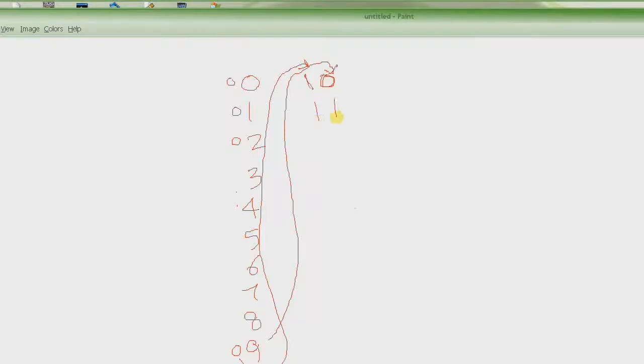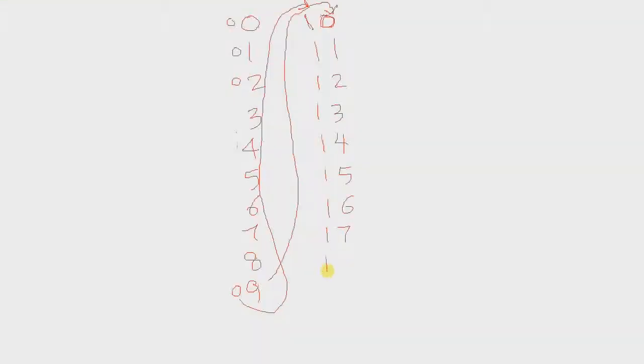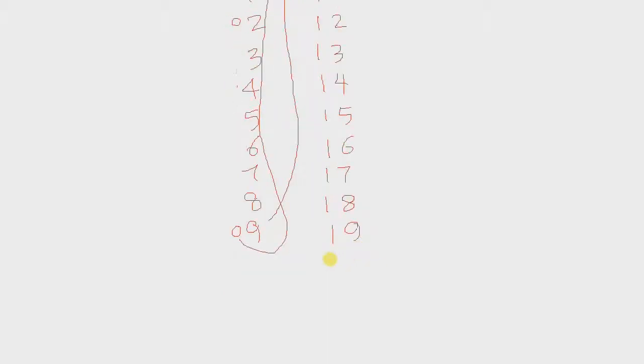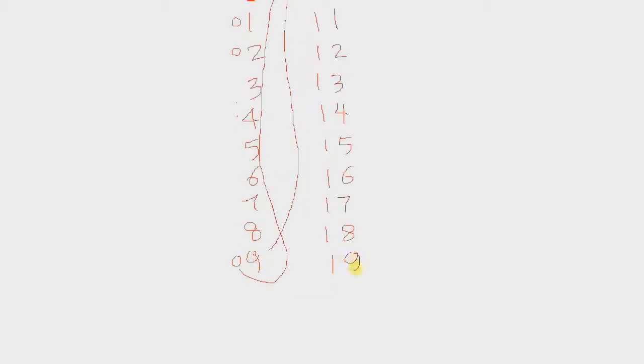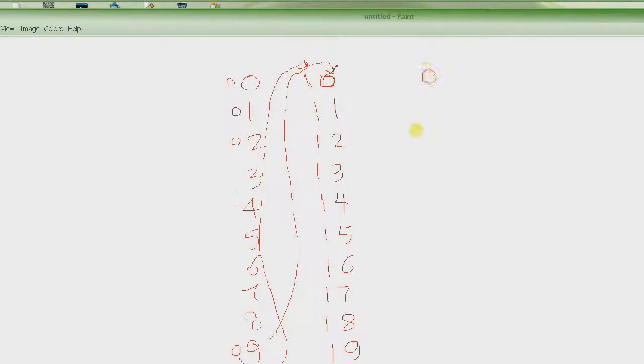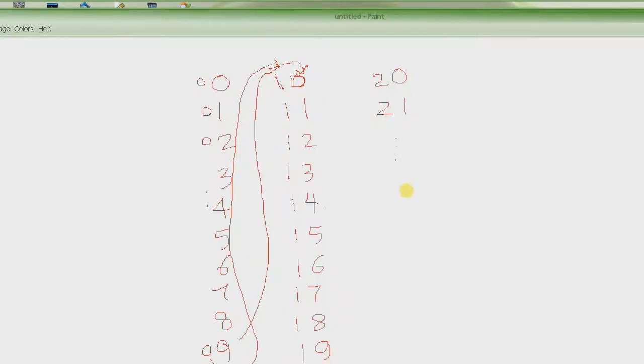And then what comes next? 11, 12, 13, 14, 15, 16, 17, 18, 19. And then, oops, we ran out of digits again. So we do the same thing as we did here. We reset this one to 0 and we increment the next one to 2. And then we go to 21 and so on. That's how our number system works. This is how we build numbers. And with this method we could count to infinity. We can just keep counting and counting. So this is how our number system works.